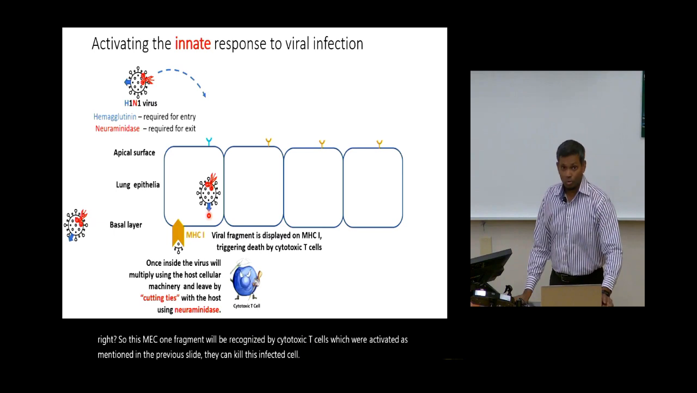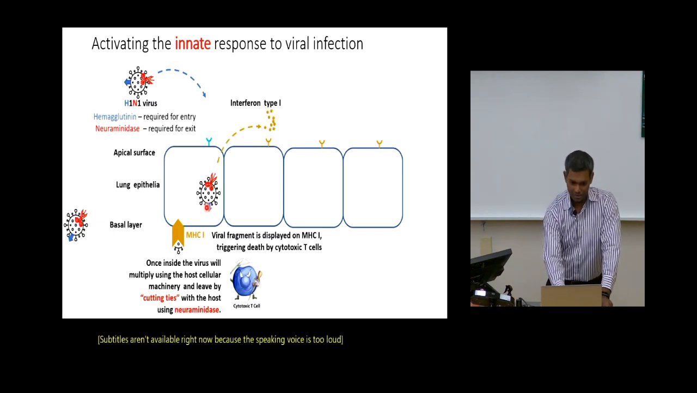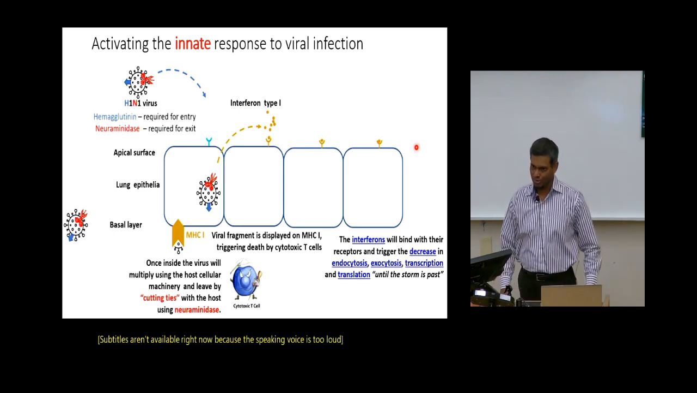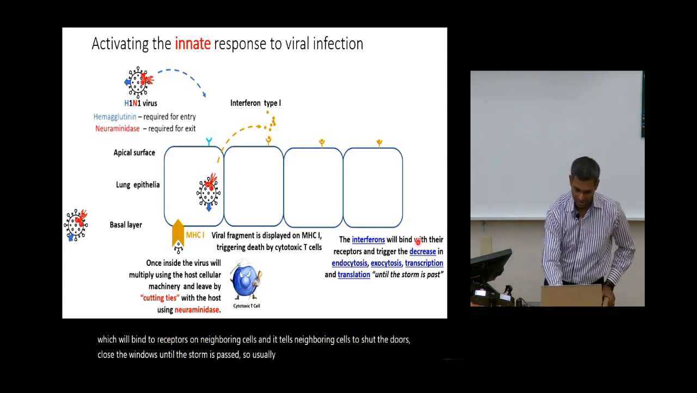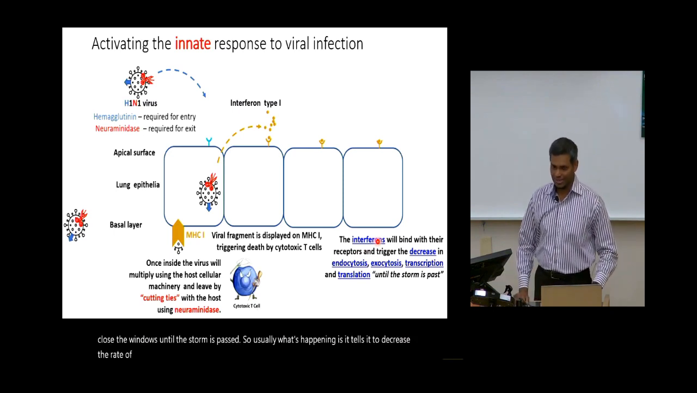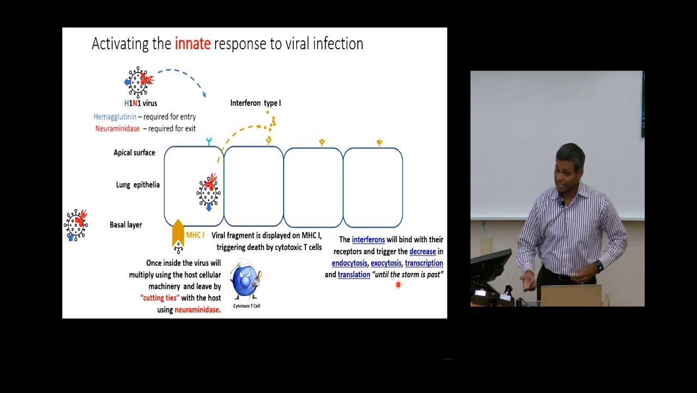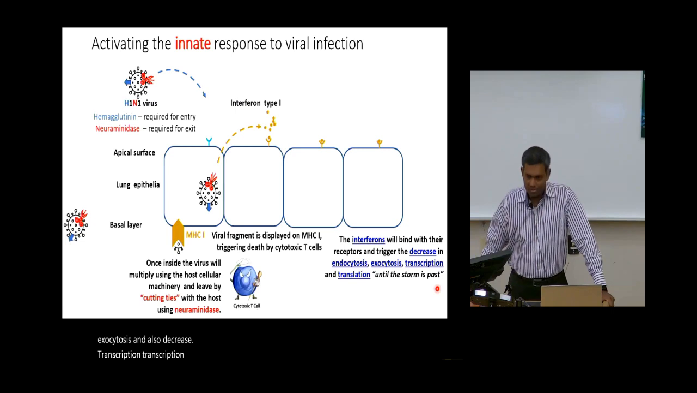Now this infected cell can do one more thing to prevent the spread of the virus, and that is produce interferon type 1, which will bind to receptors on neighboring cells, and it tells the neighboring cells to shut the doors, close the windows until the storm is past. So literally what's happening is it tells it to decrease the rate of endocytosis so that the virus can't get in. It's also going to decrease the rate of exocytosis and also decrease transcription and translation so that the virus can't keep multiplying inside.